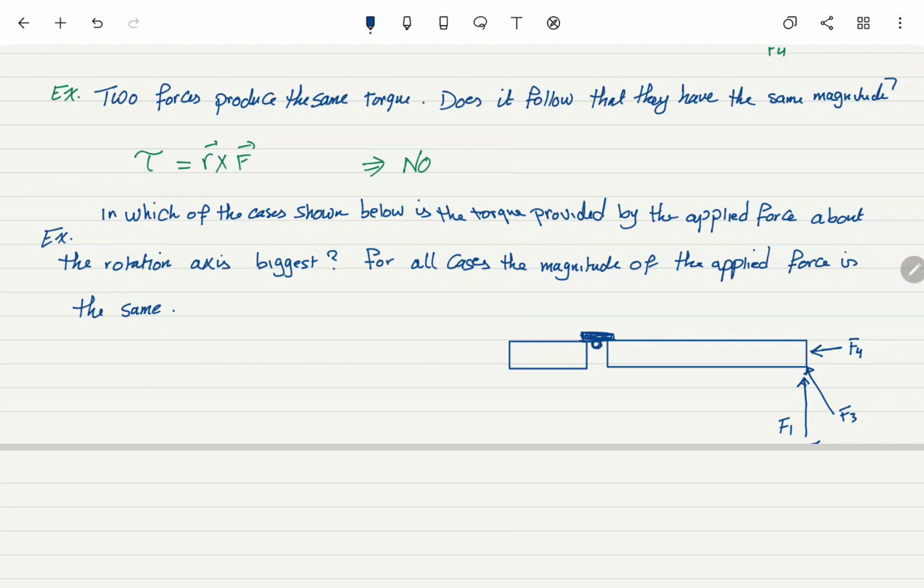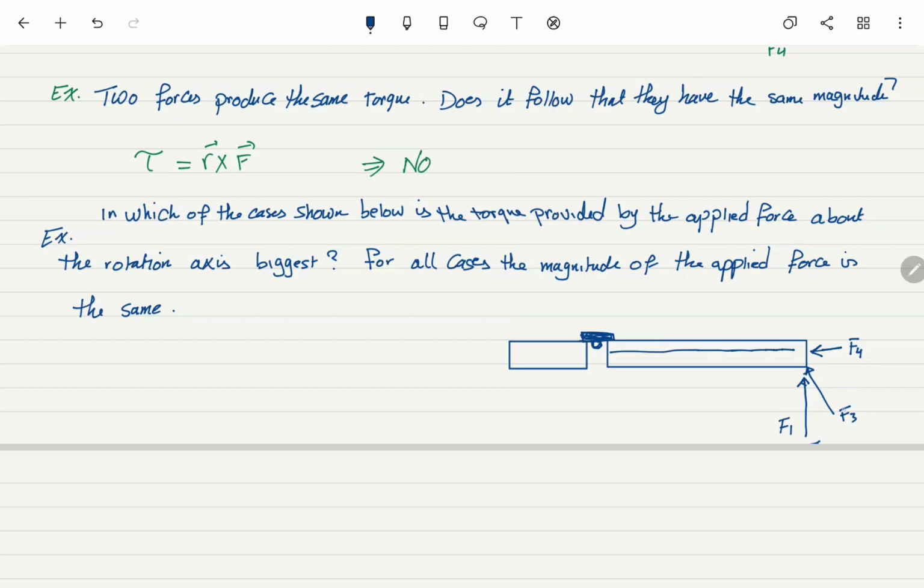Example. In which of the cases shown below is the torque provided by the applied force about the rotation axis the biggest? For all cases, the magnitude of the applied force is the same. As we mentioned before, this force is parallel to the distance from the pivot. In this case, the angle between the distance and the force is 180 degrees, and no torque whatsoever can we get from F4.